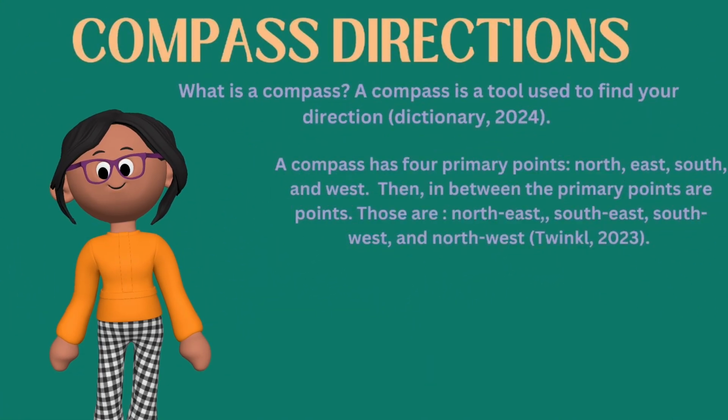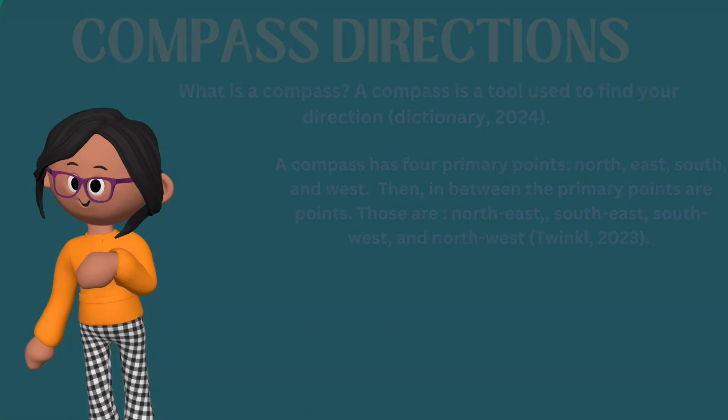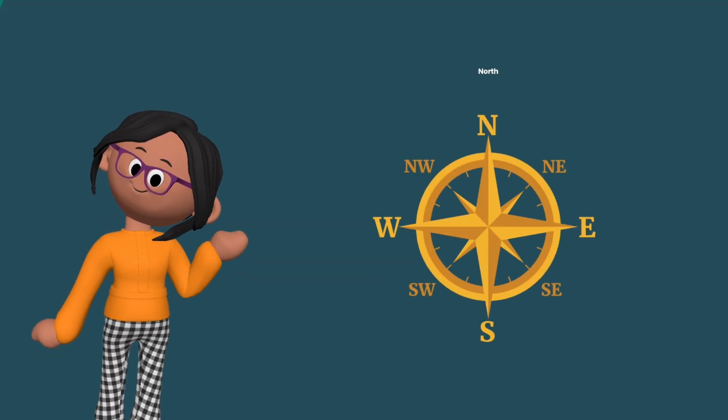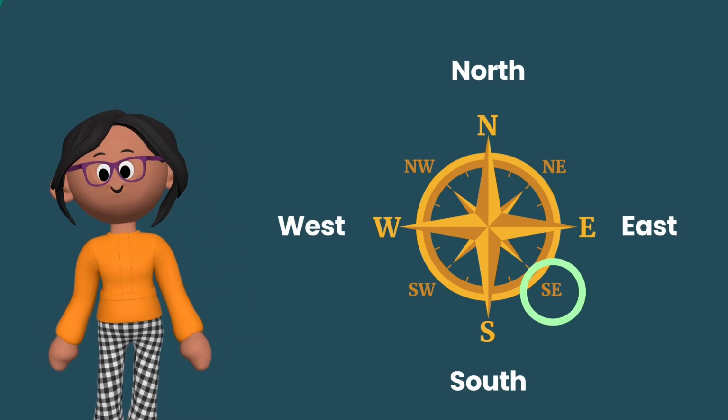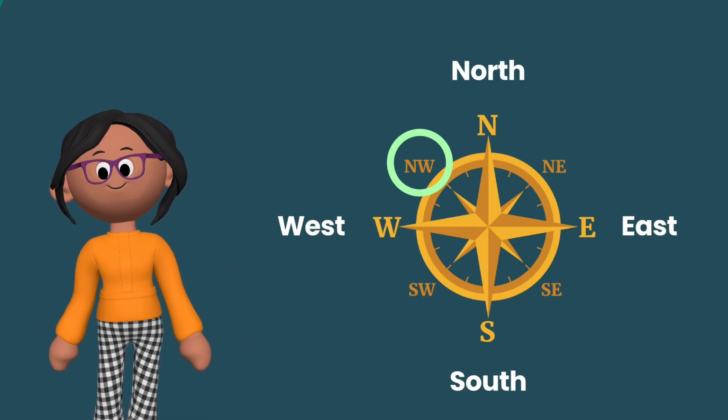Compass directions. What is a compass? A compass is a tool used to find your direction. A compass has 4 primary points: north, east, south, and west. In between the primary points are intermediate points. Those are northeast, southeast, southwest, and northwest.